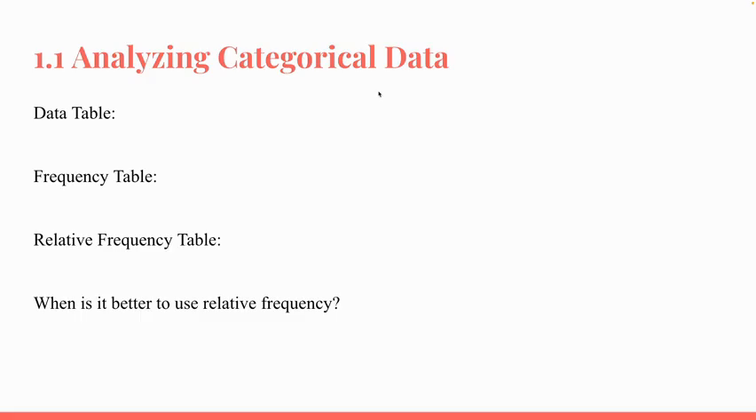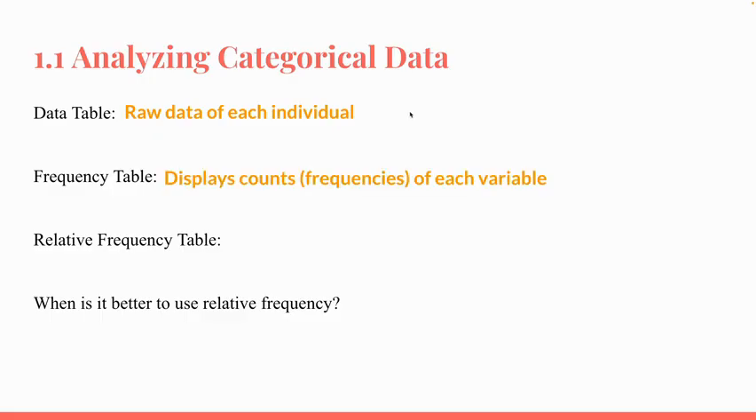So let's start with 1.1, analyzing categorical data. A data table is raw data for each individual. So nothing has been done to the data, it's raw. It is just directly from wherever you got the information. So let's say it's a survey or an interview or some kind of poll. It's just raw data. A frequency table displays counts, which are frequencies for each variable.